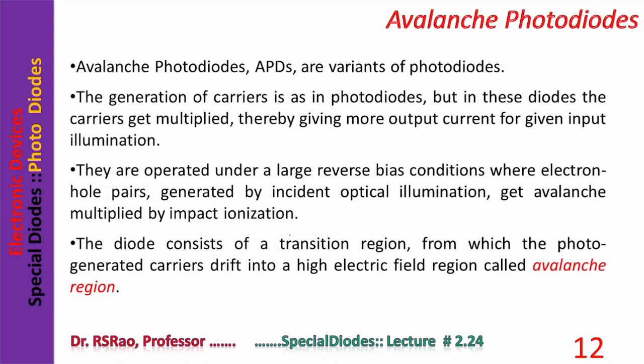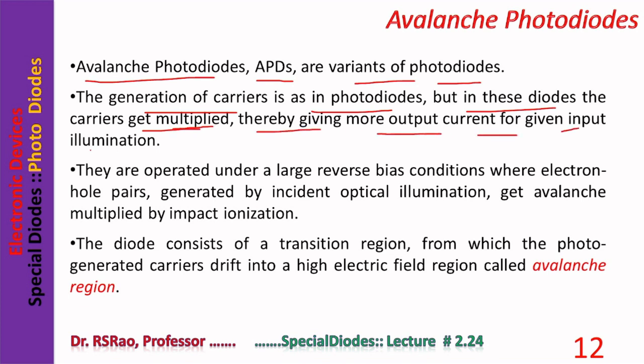Now we enter into a discussion about a kind of photodiodes. These are called avalanche photodiodes. A few points regarding avalanche photodiodes. Avalanche photodiodes or APDs, in short, are variants of photodiodes. The generation of carriers is as in photodiodes, but in these diodes, the carriers get multiplied, thereby giving more output current for a given input illumination.